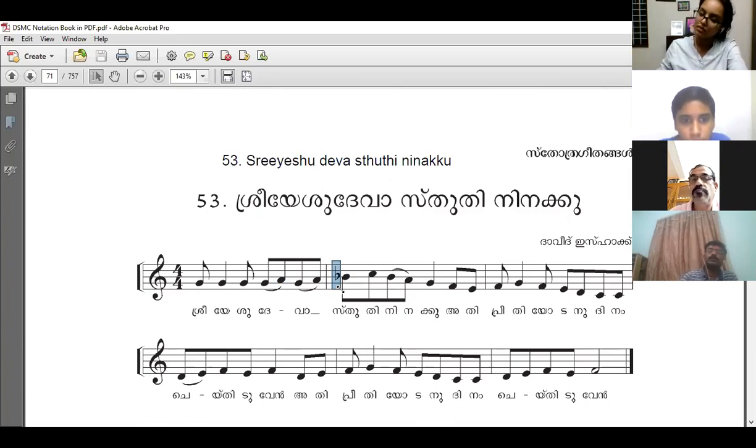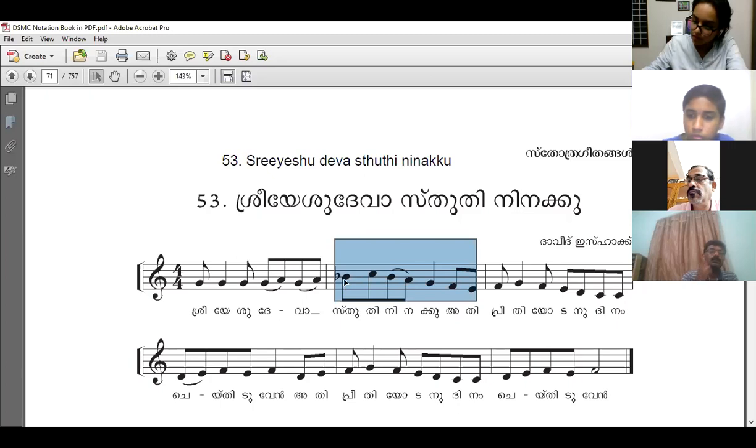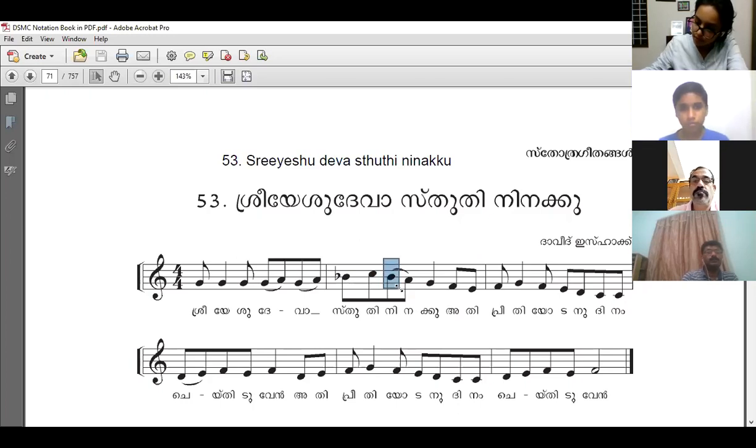It is just for a short period of time. To be exact, it is just for this bar. So in this bar B is flat. That is what is written. So B is flat over here. So the next B that comes is also going to be flat.